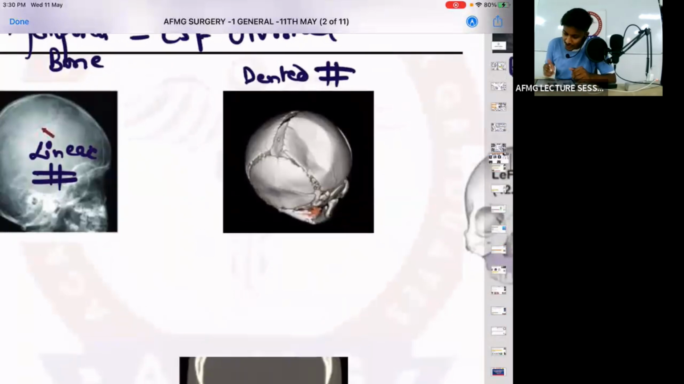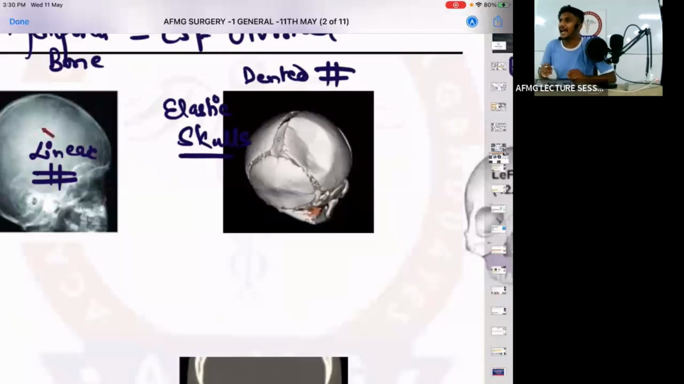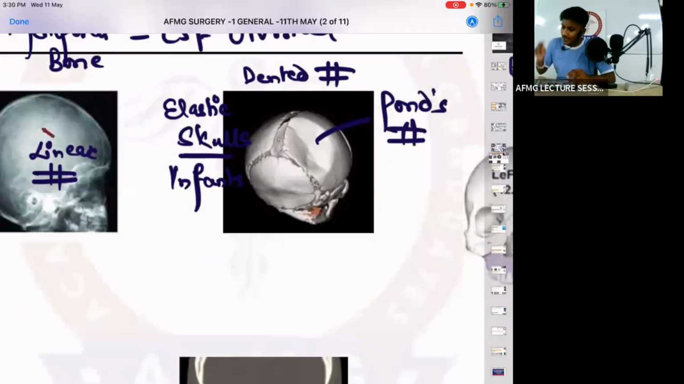It is usually seen in which type of skulls? It is seen in elastic skulls of infants. And it is known as which fracture? Anybody? This is known as a Cone fracture. So in elastic skulls of infants, which type of fracture is seen? And Cone fracture is an example of dented fracture.